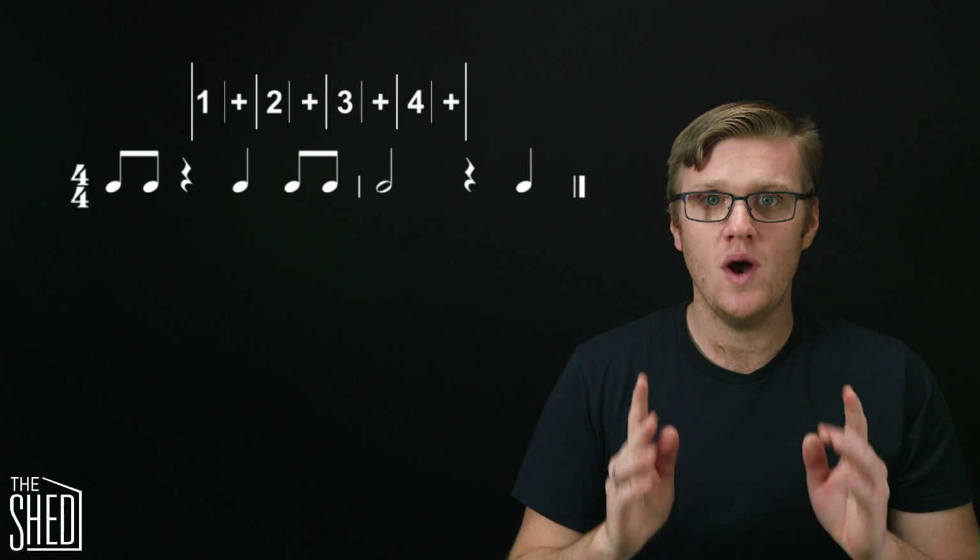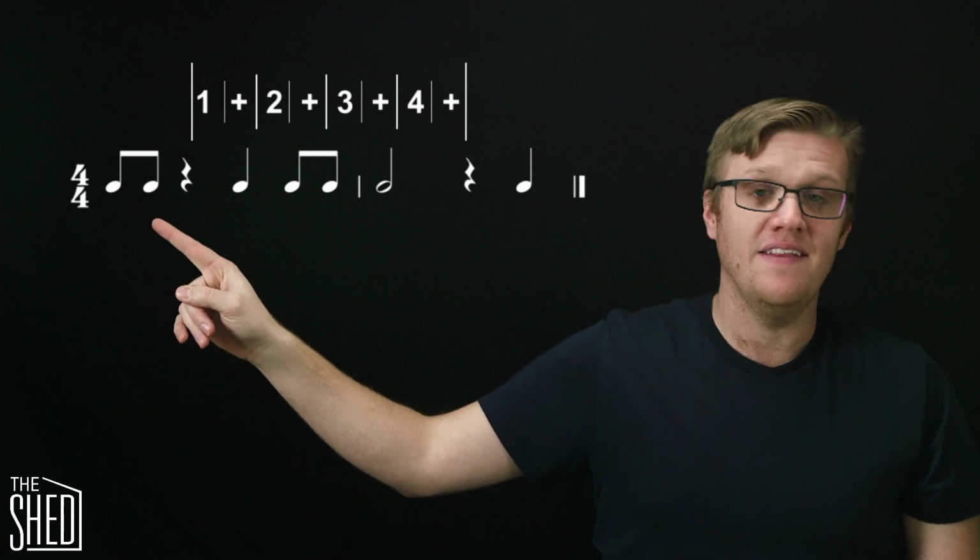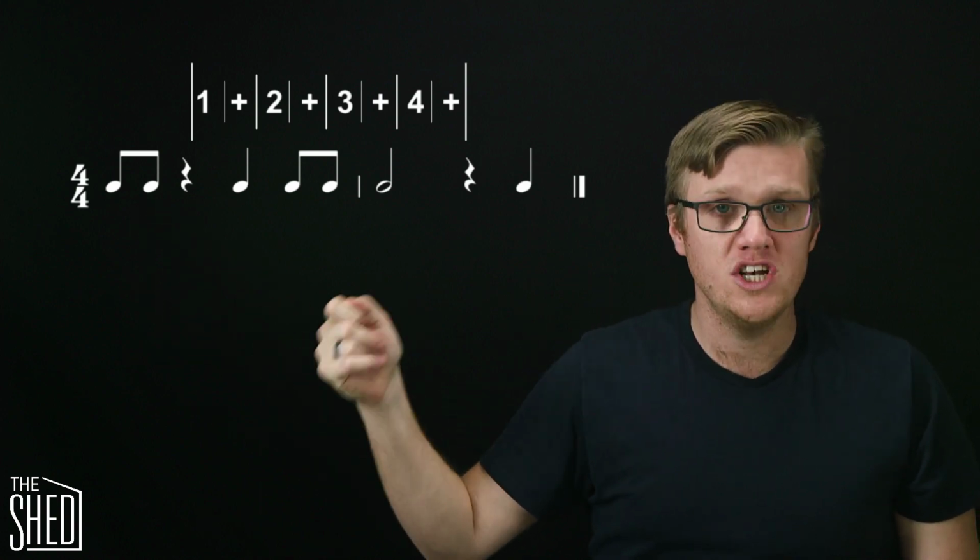All right, the first question you need to ask yourself when you're writing in counts and circles is, what is this? Is this a note? Is this a rest? And then how many counts does it receive? And then what do I write underneath?